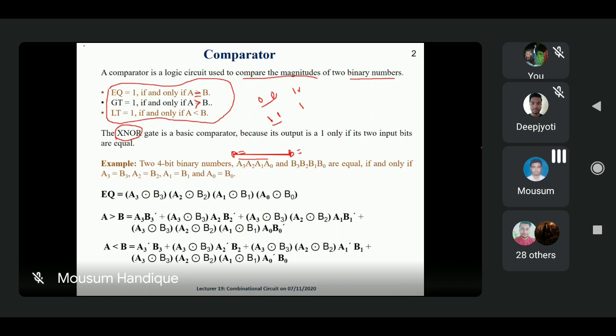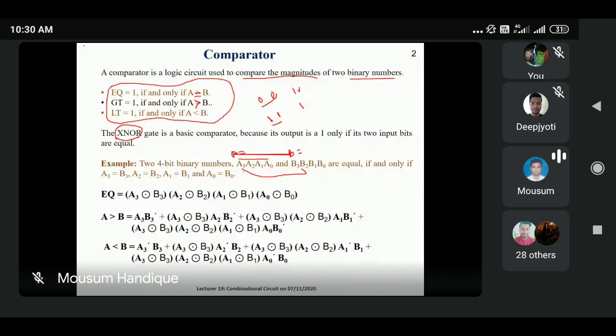We cannot compare A3 with B2; we compare the position of the bits. We always compare A3 with B3, A2 with B2, A1 with B1, and A0 with B0. If A3 equals B3, A2 equals B2, A1 equals B1, and A0 equals B0, that is, if these conditions are satisfied, we can write EQ equal to this.